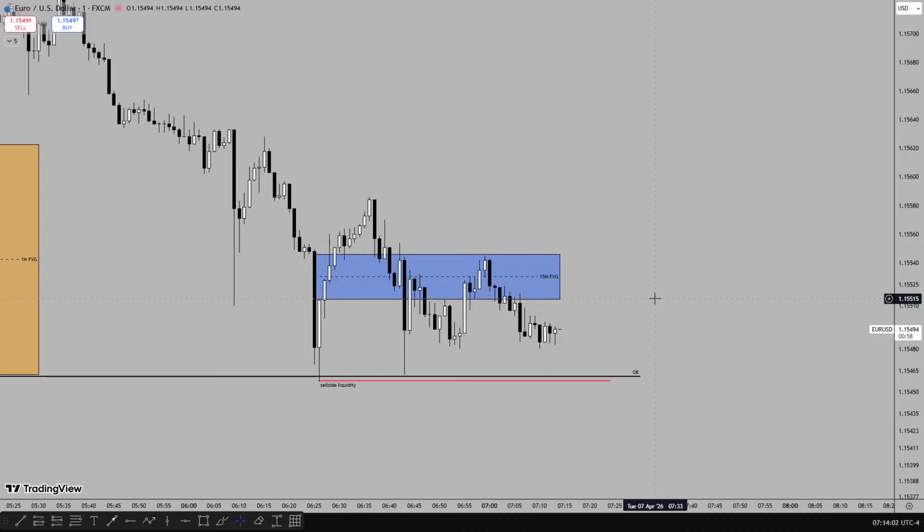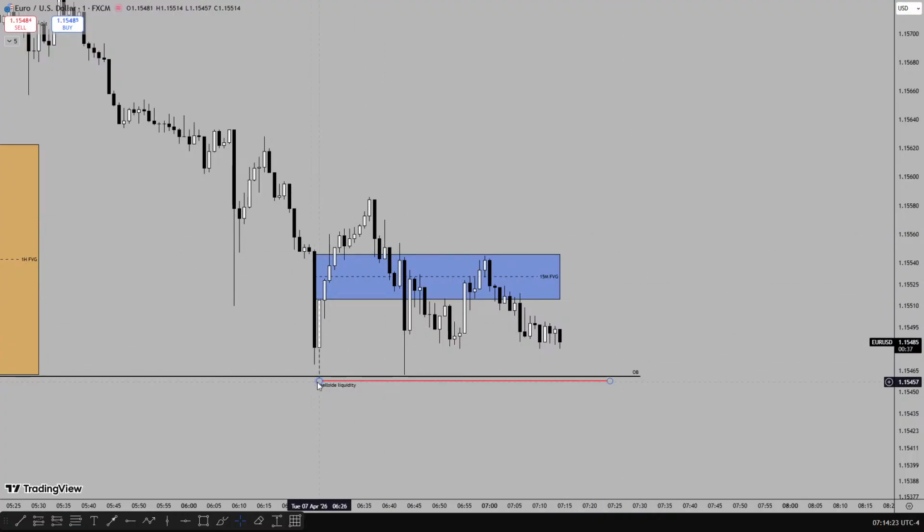Price is consolidating and the time is 7:14. So let's look at what price will be doing. I've told you guys I would like to see a run trading lower to run the sell side liquidity, then a shift in structure, then I will be anticipating higher prices.